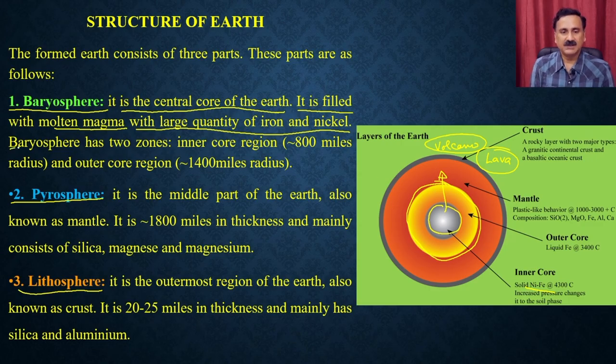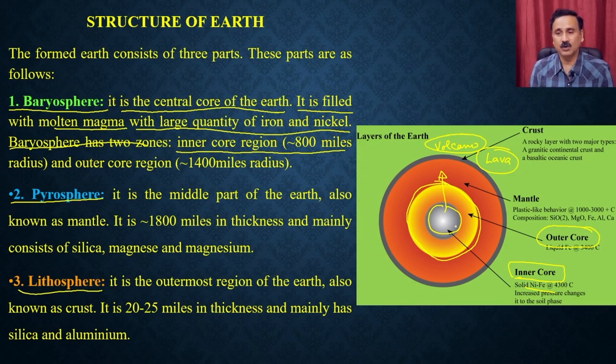The barosphere has two zones, the inner core zone. This is the inner core zone where you have the iron and the nickel, and that is what is called the inner core. So you have the inner core, and then you also have the outer core. In the inner core you have solid nickel and iron.